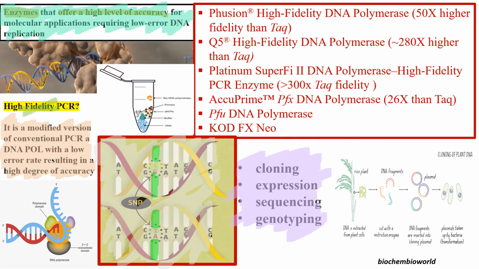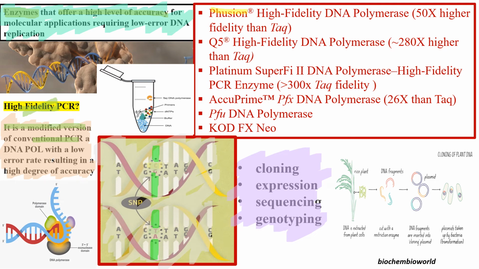Why high fidelity DNA polymerases? It is a modified version of conventional PCR in which a DNA polymerase of high fidelity, or a low error rate, is used so as to get the exact, accurate results of what is there in the genome. Examples I've already told you: SNP studies and cloning, expression analysis, sequencing, genotyping, and some of the examples which I've mentioned in this slide of high fidelity DNA polymerase.